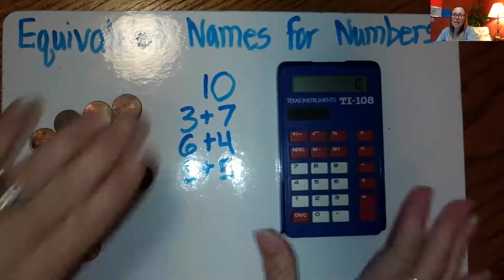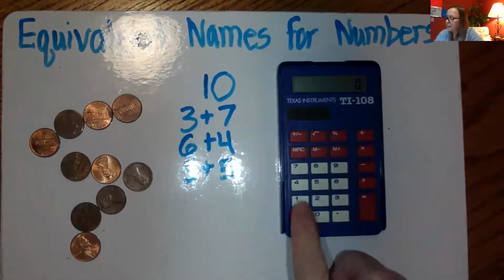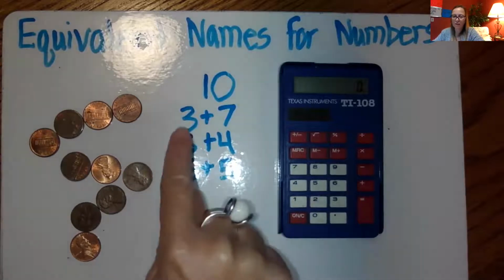But they might ask you to make 10 on your calculator. Just like that. Can you see it? 10? But they might say you can't use the number 1. The number 1 key's broken, so you can't do it. So I'm going to clear that out. How can I make this calculator say 10 without pressing in the 1 and the 0? Well, I can use an equivalent.